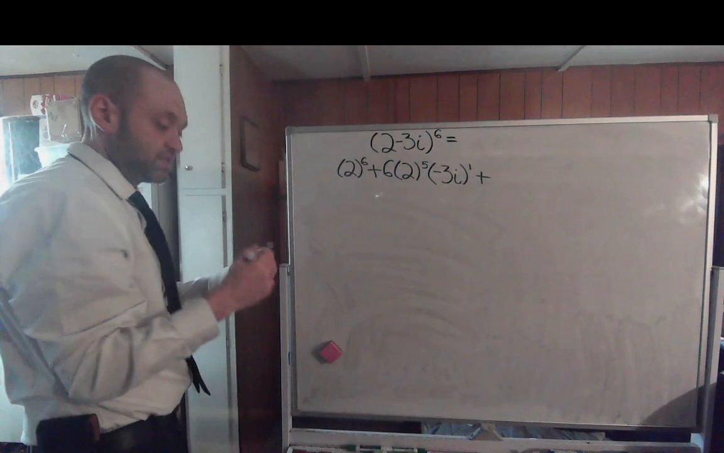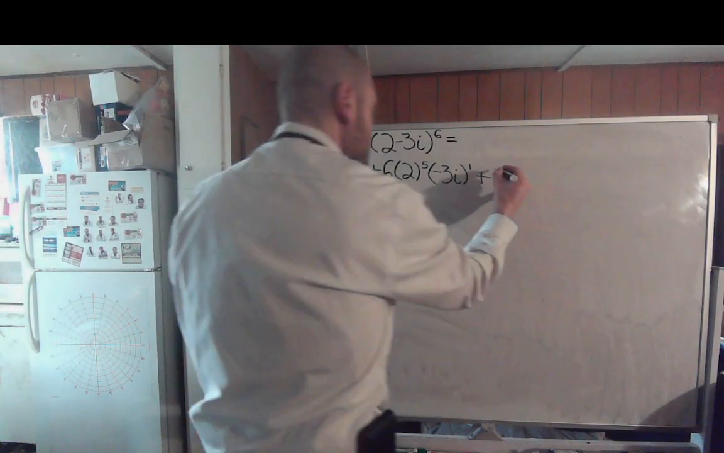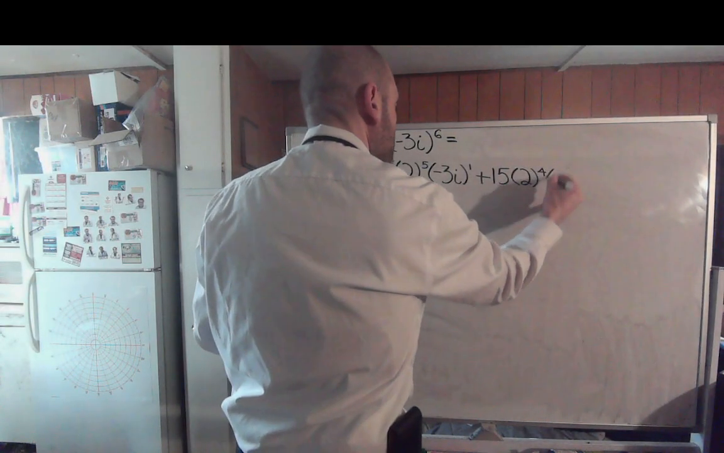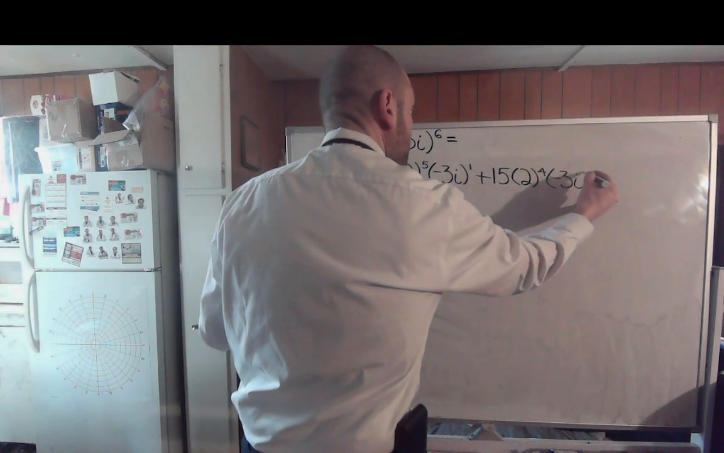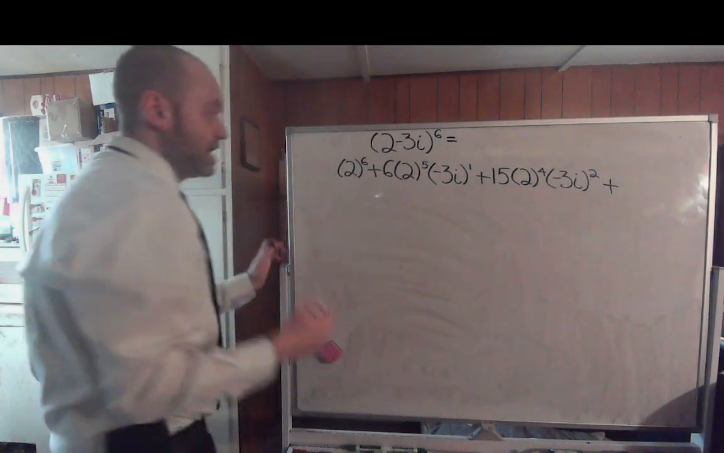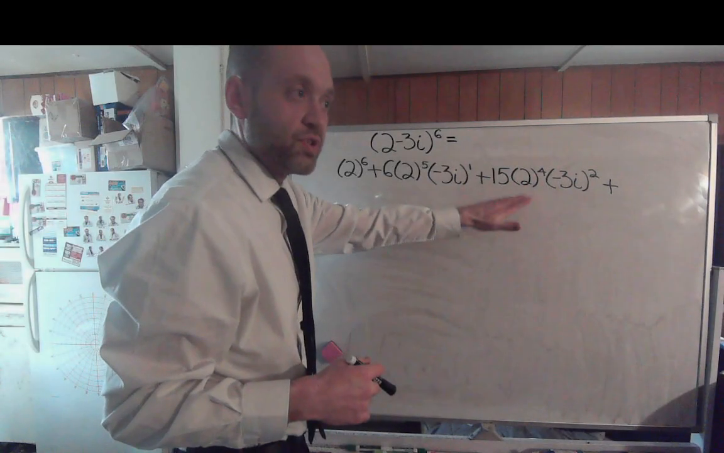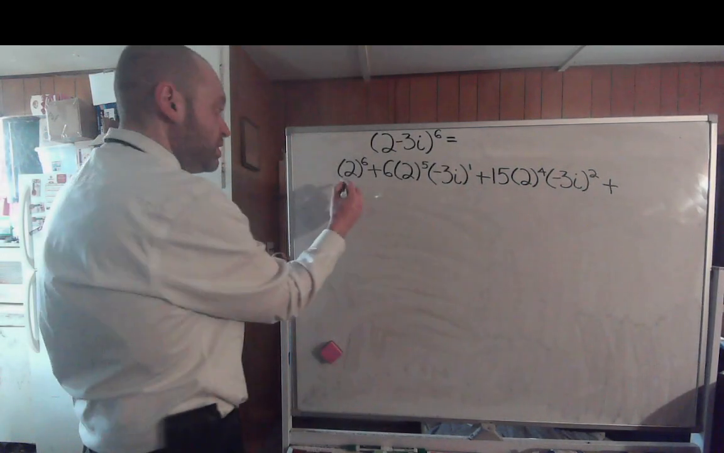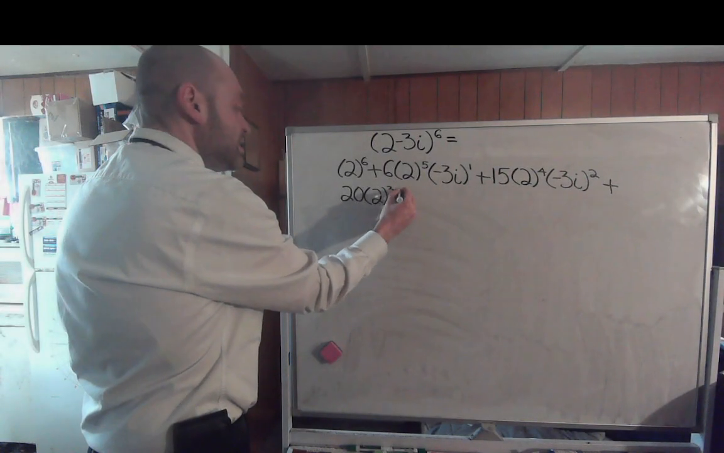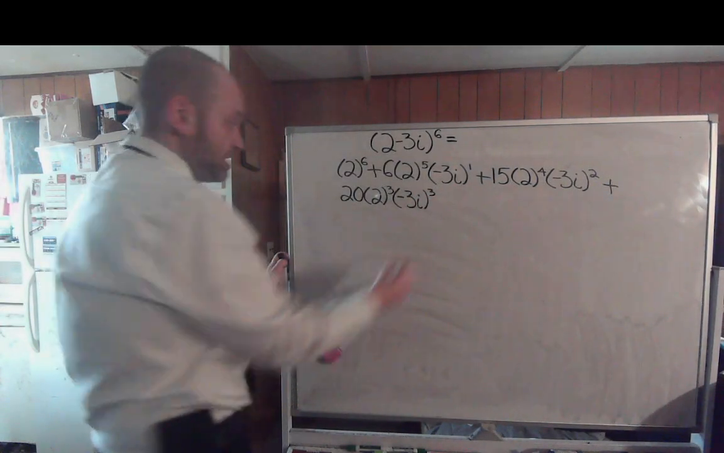Now let's do the next term. So 5 times 6 is 30. Divide 30 by the term you're on, which is 2. So 30 divided by 2 is 15. So this will be plus 15 times 2 to the fourth times negative 3i raised to the second, plus, now let's take 4 times 15. That's 60. Divide by the current term you're on, which is 3. 60 divided by 3 is 20. So that would be 20 times your 2 raised to the third times your next term of negative 3i raised to the third power.